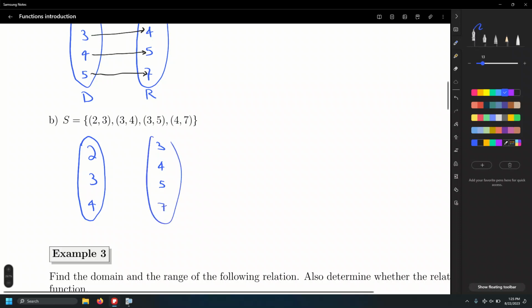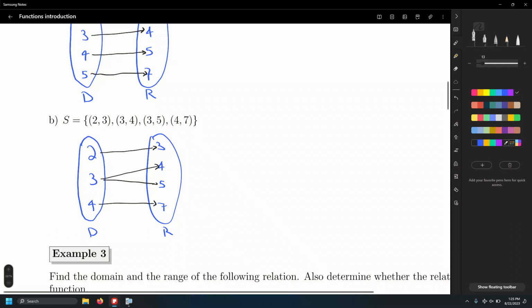All right. So let's use arrows again. That's the domain, that's the range. The 2 is paired with the number 3. The second ordered pair is telling us that we pair the number 3 with the number 4. The third ordered pair is telling us that the number 3 gets paired with the number 5. And lastly, the number 4 gets paired with the number 7 here, all right?